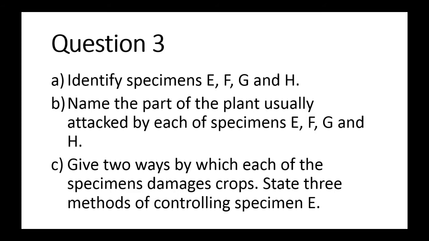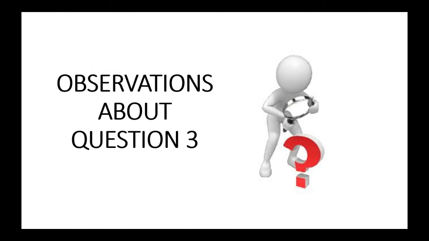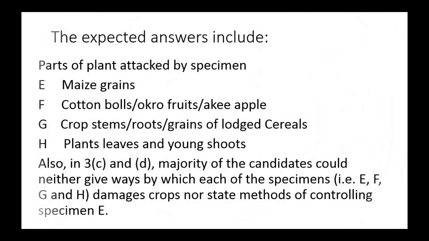Now for question number 3, WAEC observed that this question was not easily tackled by the candidates. In 3A, most of the candidates were unable to identify specimen E, which is a maize weevil, F, which is cotton stainer bug or Dysdercus, G is termite, and specimen H was grasshopper. In 3B, some of the candidates could not name the parts of the plant usually attacked by each of specimens E, F, G, and H. Now, what are supposed to be the expected answers?